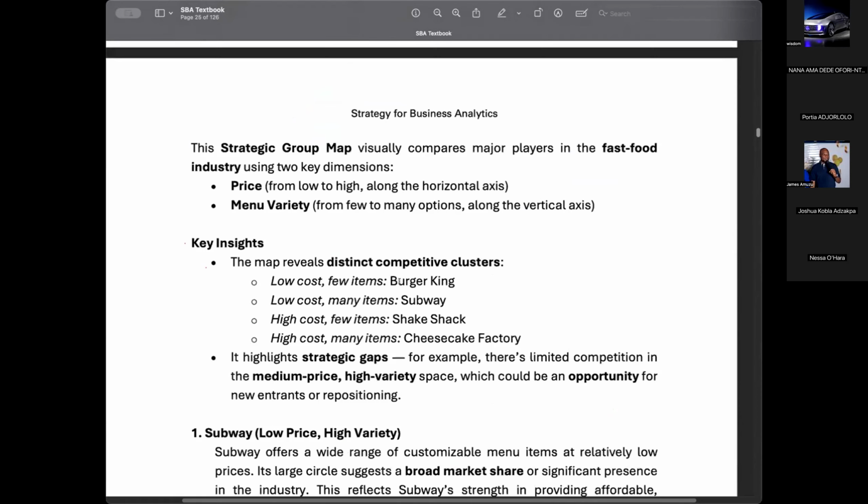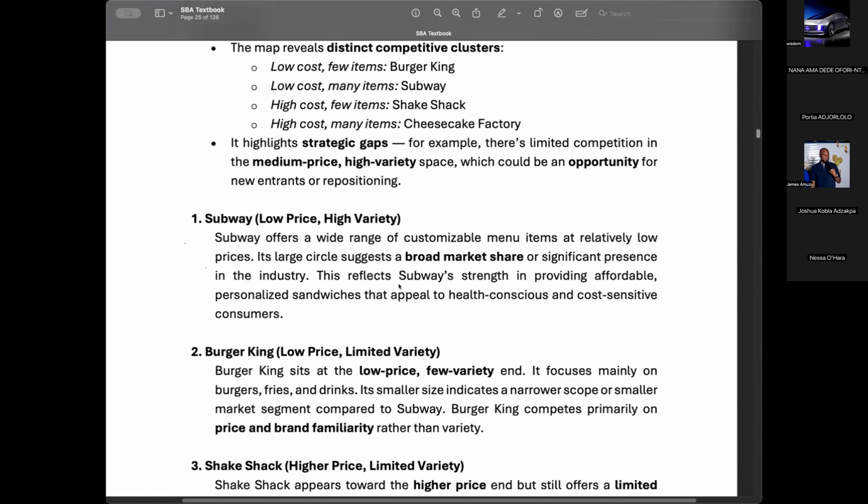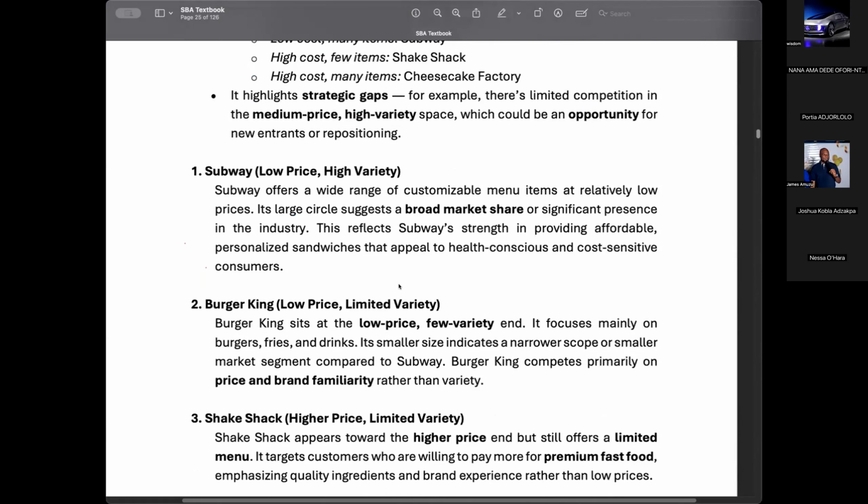Okay, so let's look at it here. Subway offers low price, high variety. So there's customizable menu items. You can choose a mix. It's like going for a buffet, but you choose the different items and vegetables and that, and they put it into your sandwich for you.